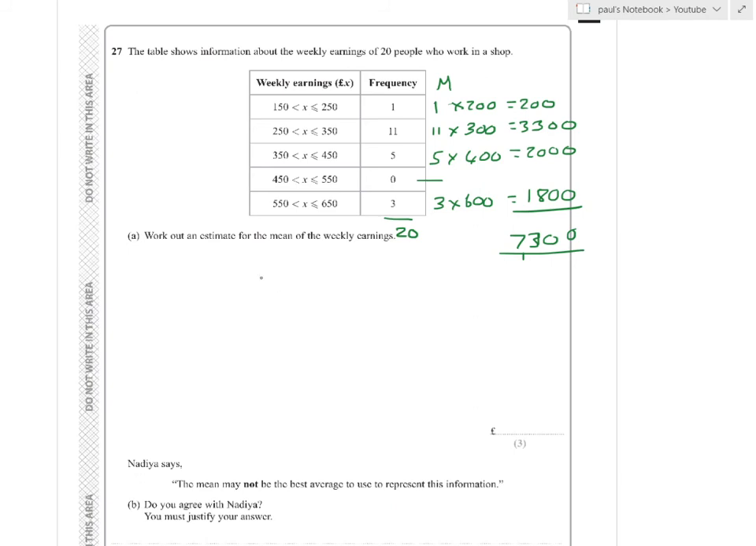So we've got 7,300. So we've got 7,300 divided by 20, which is 730 divided by 2, which is £365 as the mean wage.